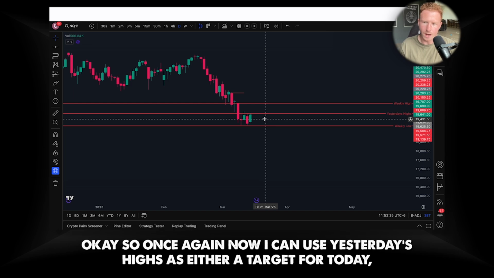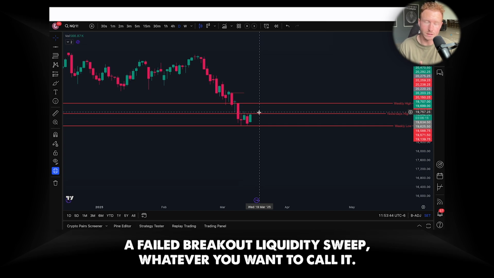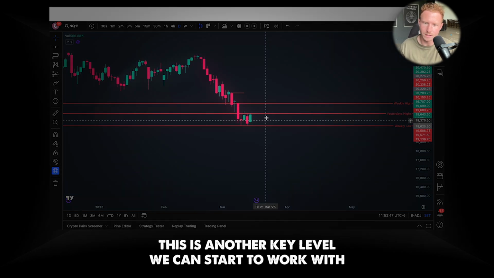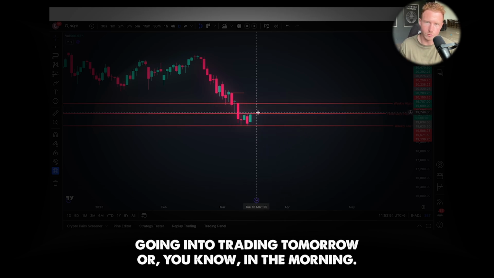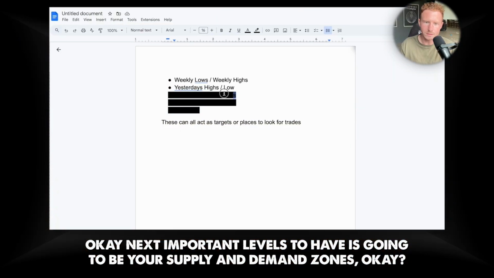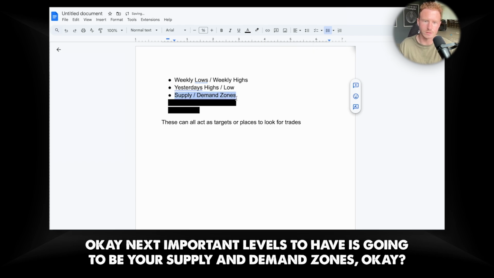Once again, now I can use yesterday's highs as either a target for today or as a level to trade off of, a break and retest, a failed breakout, liquidity sweep, whatever you want to call it. This is another key level we can start to work with going into trading tomorrow or in the morning. Okay, next important levels to have are your supply and demand zones.